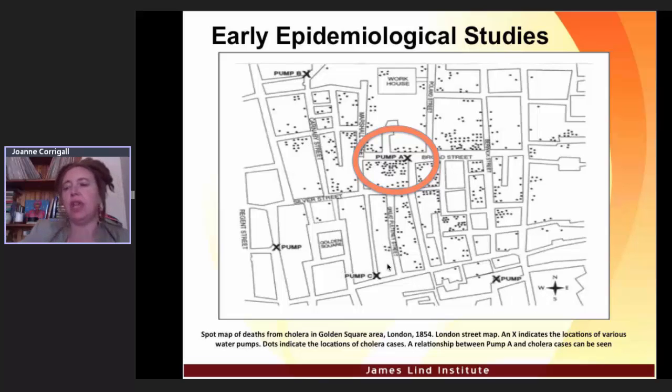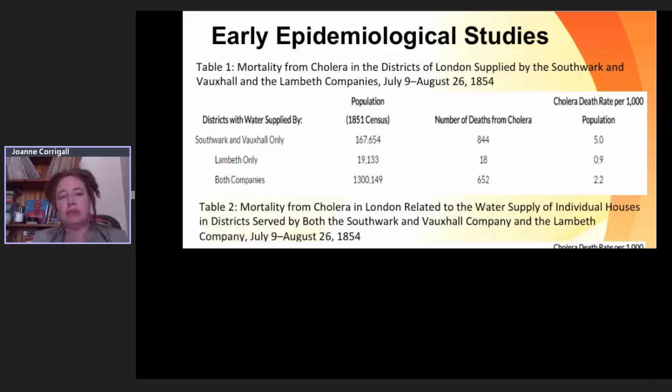And then following the study, he thought, okay, if I've now proved this, let me do a retrospective study. So he went back and looked at some cholera death information or cholera mortality from 1851. And in this study, what he realized is that in this area of London, there were basically two companies providing water to the population. So one was Southwark and Vauxhall, and the other one was Lambeth.